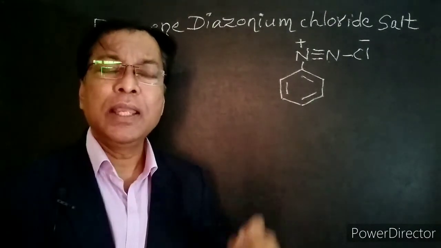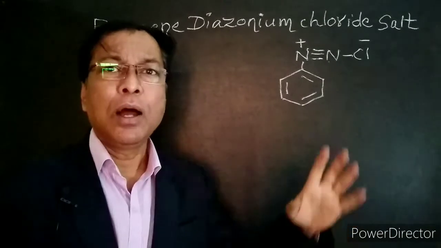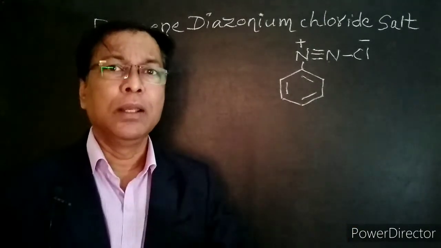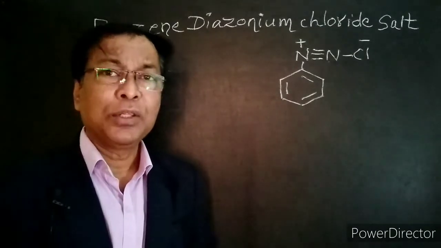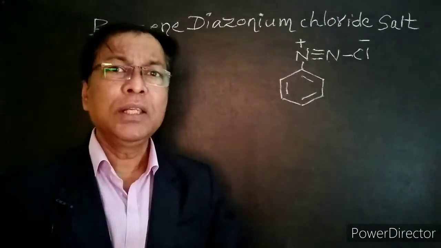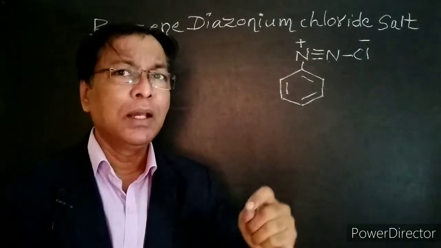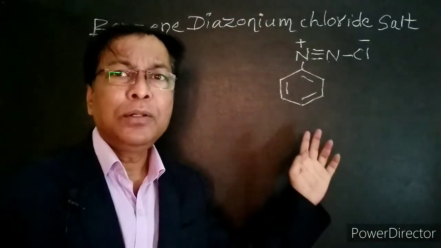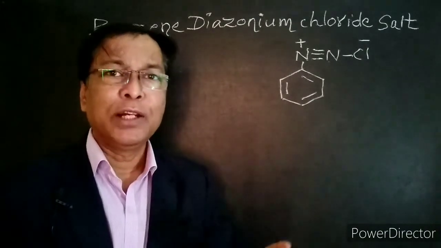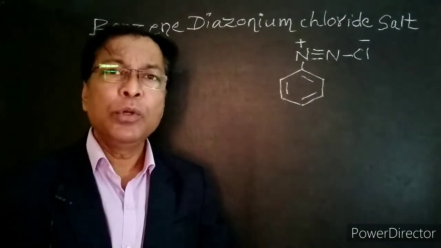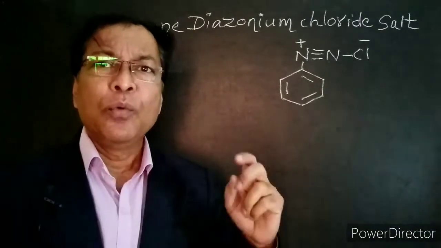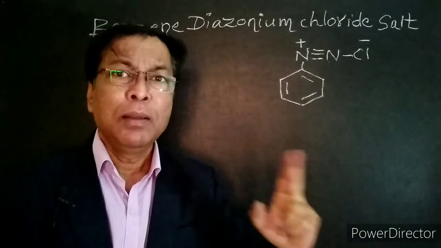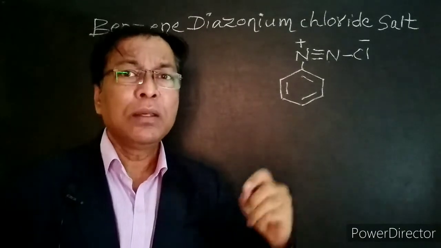Another scientist gave an idea and method to convert benzene diazonium chloride into fluorobenzene, and in order to respect that scientist, the reaction is named the Balz-Schiemann reaction. The scientist Balz-Schiemann gave the method to convert benzene diazonium chloride into fluorobenzene. We are going to learn these two very important named reactions, that is Sandmeyer reaction and Balz-Schiemann reaction, with mechanism.